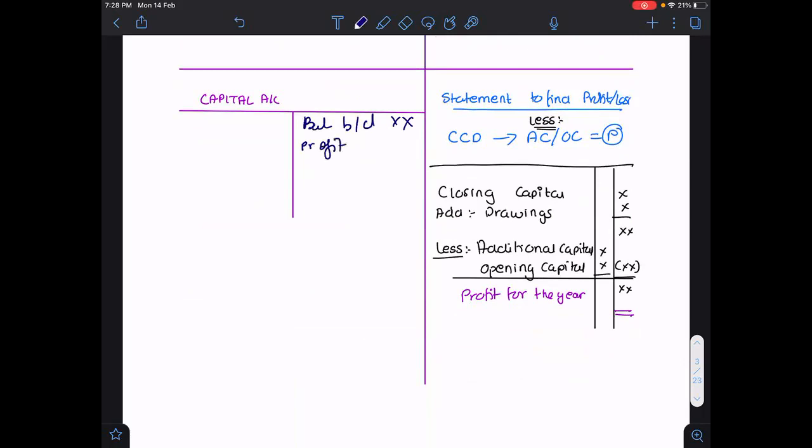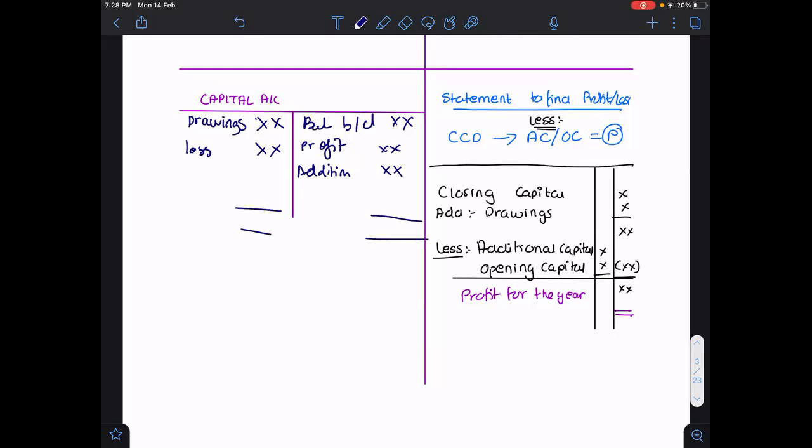Profit comes on the credit side. For drawings, additional capital also comes on the credit side. Then drawings is on the debit side. Loss, debit. This account is prepared to find what? Profit from incomplete records. यहाँ पे मेरे पास कैपिटल का बैलेंस दिया रहेगा या कैपिटल ढूंढना रहेगा.